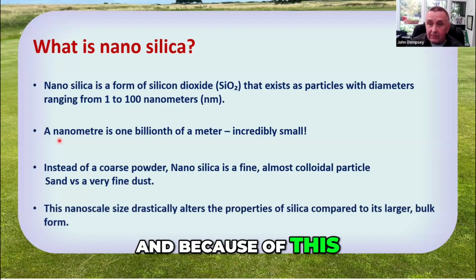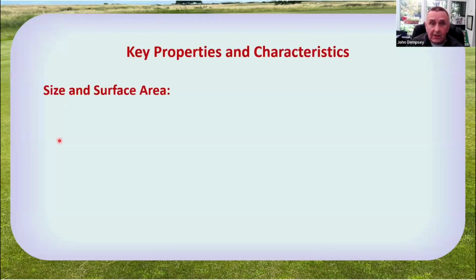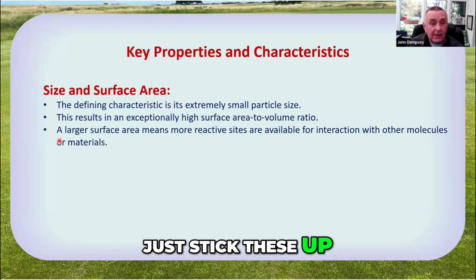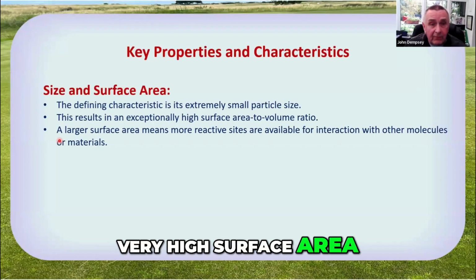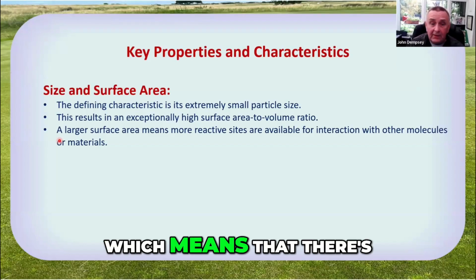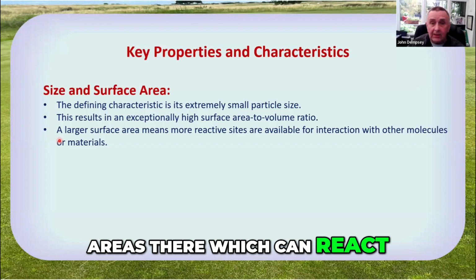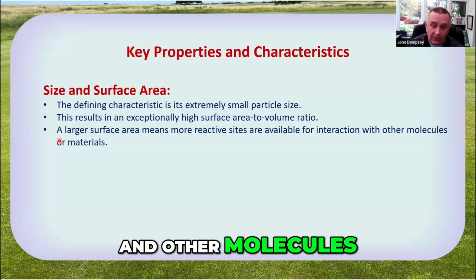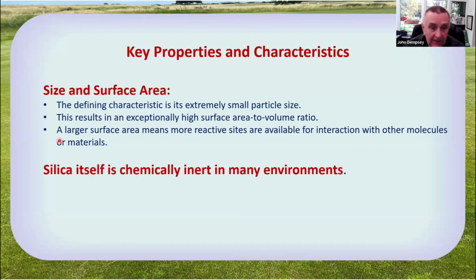And because of this very small size, it affects the whole properties of the silica. Because it's so small, it has a very, very high surface area to volume, which means that there's a lot of surface area there which can react with other compounds, with other elements and other molecules. So big surface area to volume, which is beneficial.